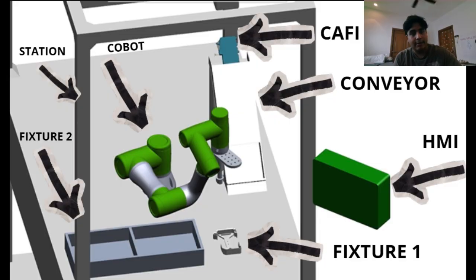These are all the components that we added. We added the coffee, that is the piece that we're going to move around, the conveyor, that is a fixture, the HMI so the operator can control the process and also view it, fixture 1, fixture 2, the cobot, and the whole station.